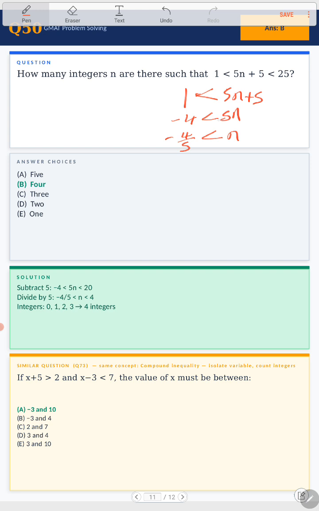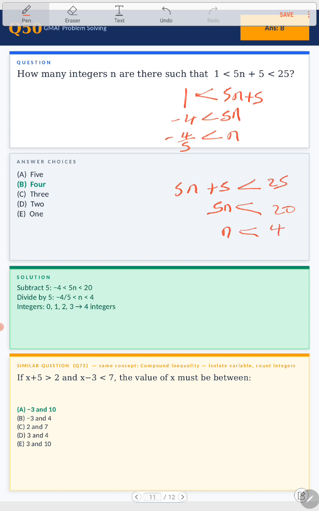That is, n is greater than minus 4 over 5. Another solution will be, bring this one down here: 5n plus 5 is less than 25. Let's move the 5. 5n is less than 25 minus 5, which is 20. So n is less than 20 divided by 5, which is 4.